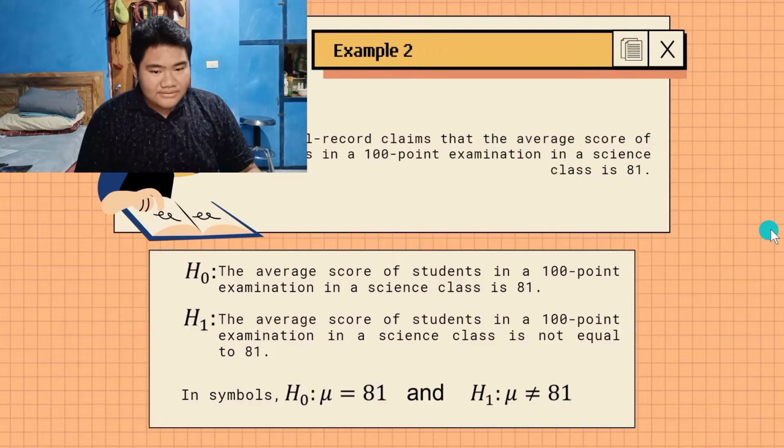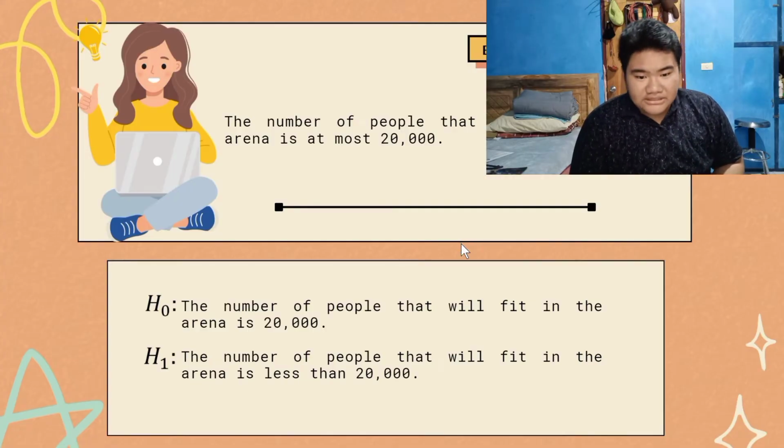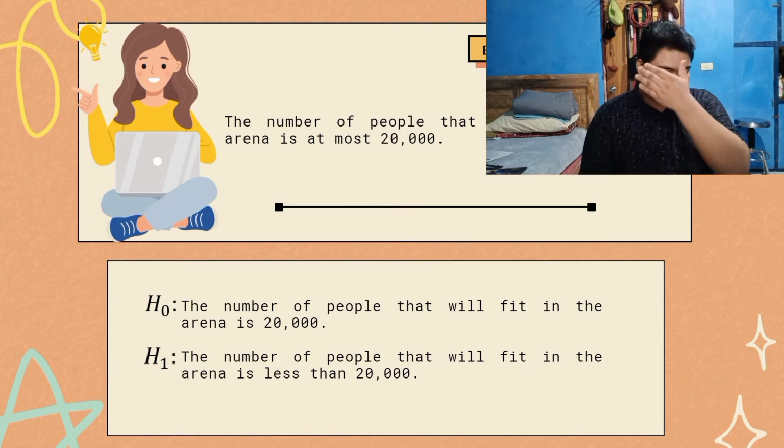Next example, the number of people that will fit in the arena is at most 20,000. By looking at the example, it is completely different than the first and second example. By just reading the example, we can already identify that the null hypothesis is that the number of people that will fit in the arena is 20,000, while the alternative hypothesis is the number of people that will fit in the arena is less than 20,000.